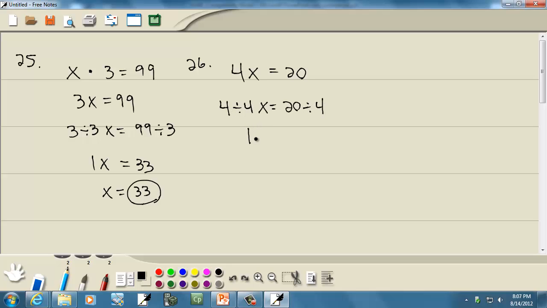4 divided by 4 is 1, so we got 1x equals 20 divided by 4, which is 5. And the 1 drops away, like we said in the last problem. So we get x equals 5. Now, the way you can remember this, if you don't remember those steps, is you always do the opposite operation. See how this is 4 times x? That's why we divide by 4.